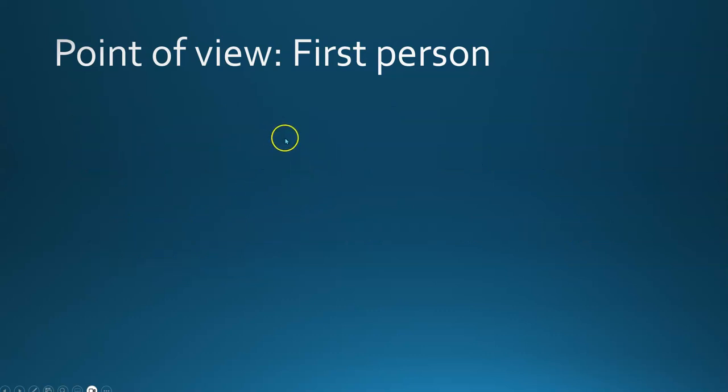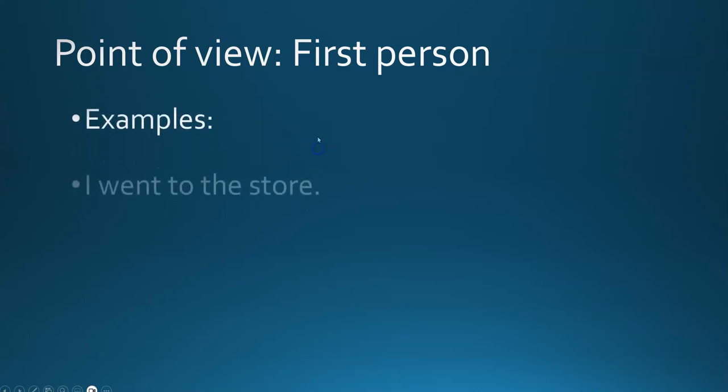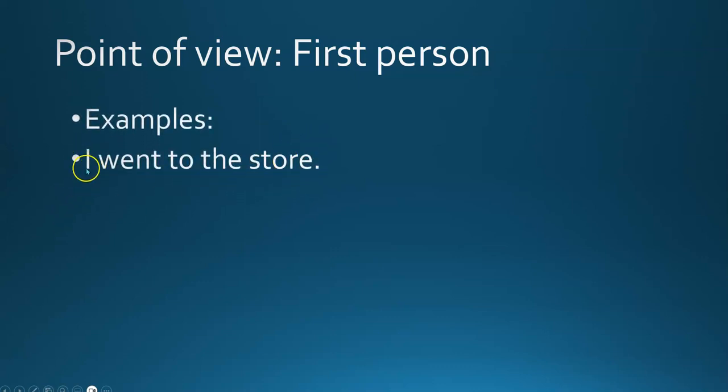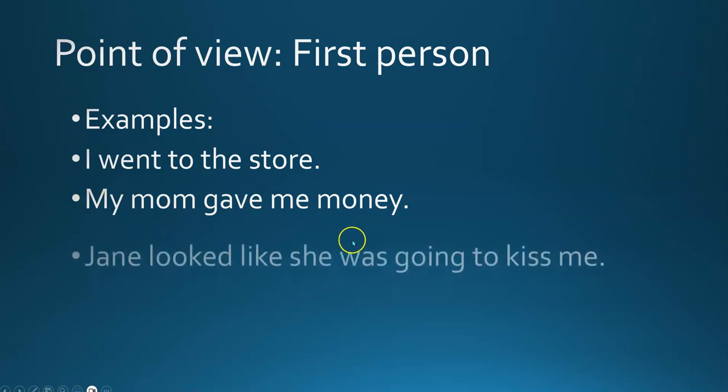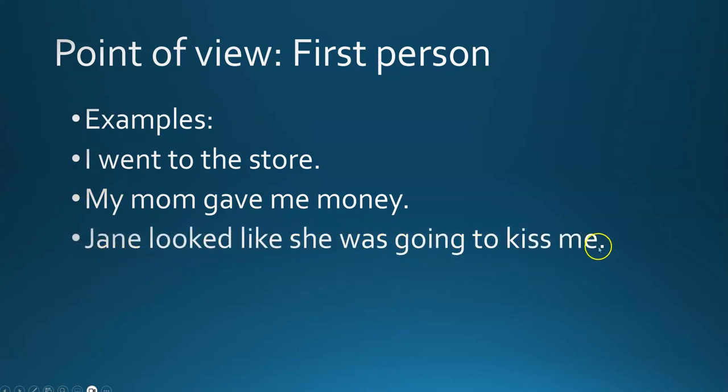So that's first person. Examples of first person: I went to the store. So there's the I. My mom gave me money. So there's the my and there's the me. Jane looked like she was going to kiss me. At first, it's like, maybe it's not first person because we're not seeing any of this. But this is told from the person's point of view. From this person's first person point of view, they are observing that Jane looked like she was going to kiss me. So that's an example of first person.